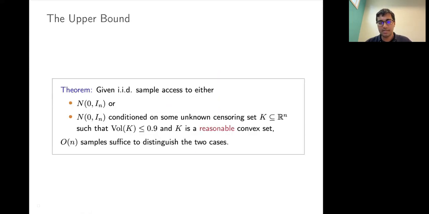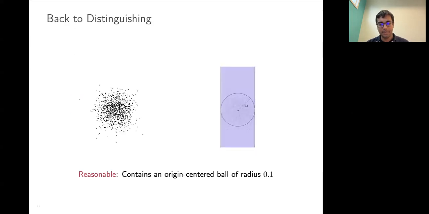In particular, the upper bound we obtain is that given sample access to either the Gaussian distribution or the Gaussian conditioned on some reasonable convex set, linear in n samples suffice. And to formally tell you what reasonable means, by reasonable, I just mean that the set contains a ball of constant in radius.